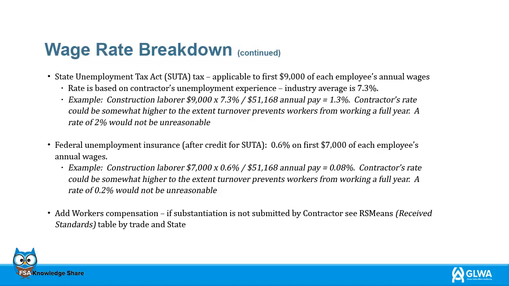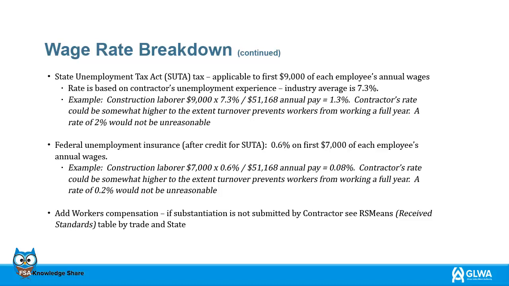$9,000 times 7.3% divided by $51,168 annual pay equals 1.3%. The contractor's rate could be somewhat higher due to the turnover that prevents workers from working a full year. A rate of 2% would not be unreasonable.